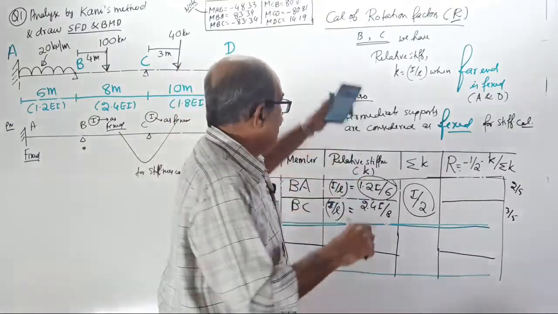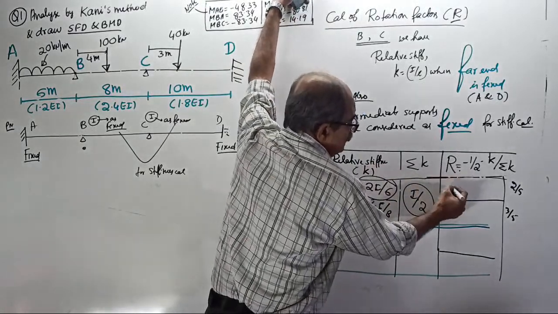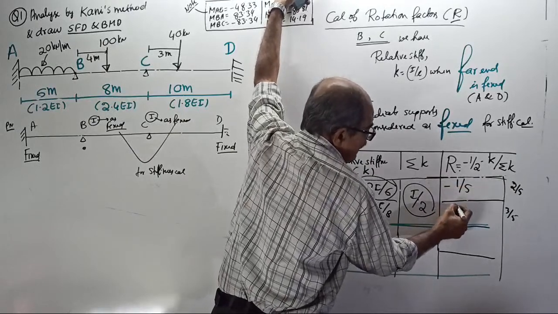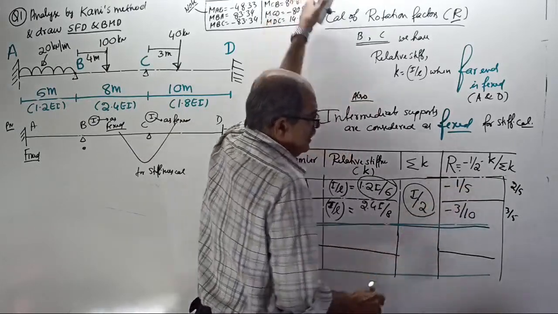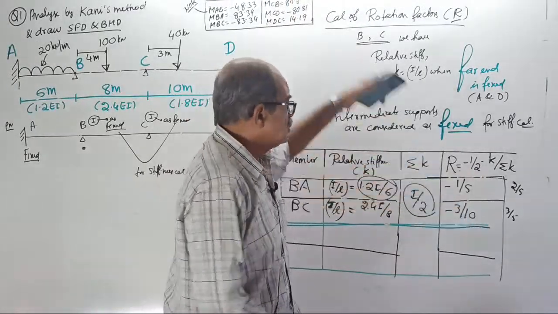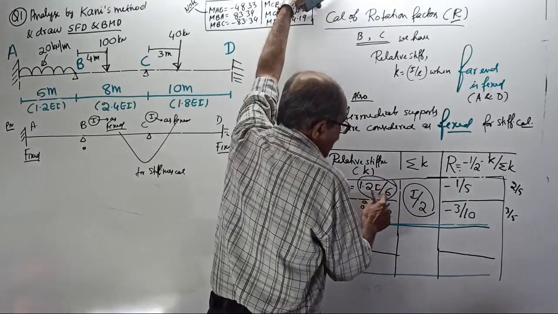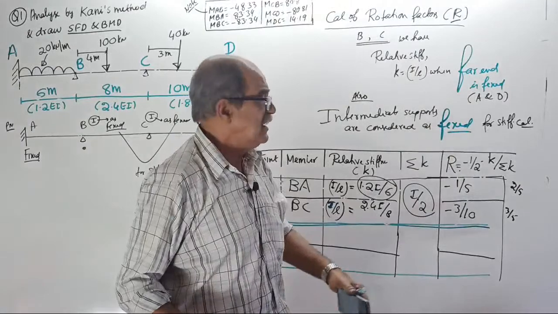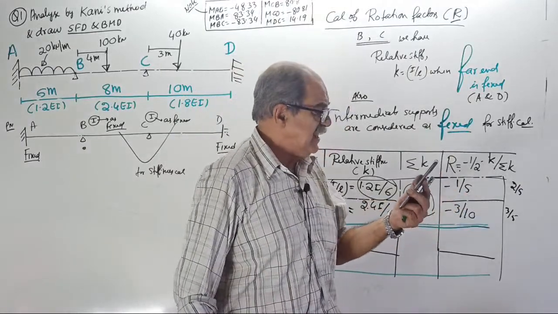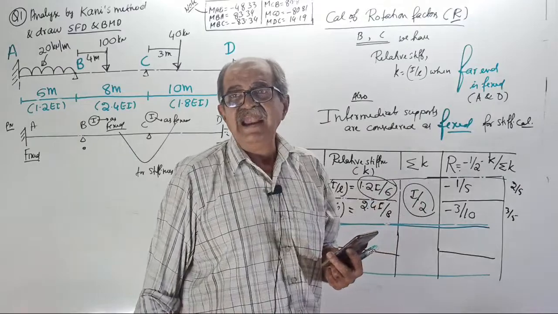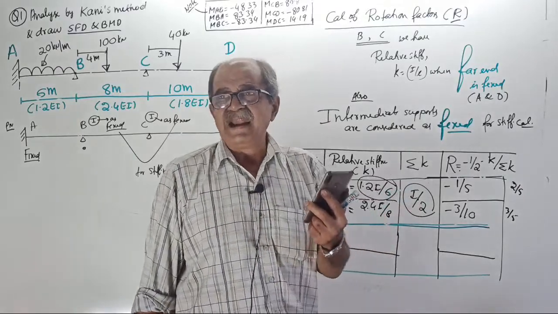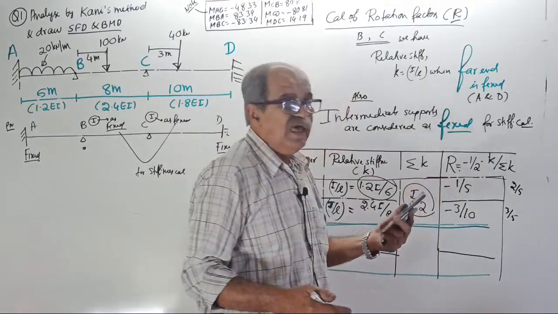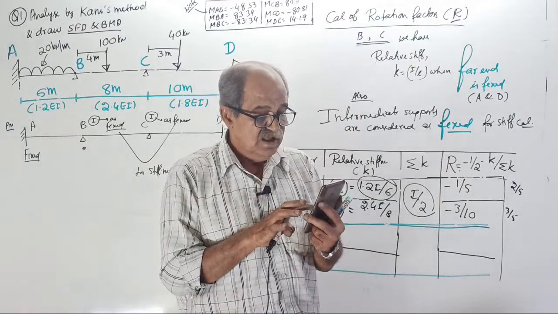Moment distribution method. Minus of is there. So this will become 1 by 5, this will become minus 3 by 10. Correct? That will become minus 1 by 5 because 1.2 by 6 divided by 1 by 2 into minus of. High school level calculation. Minus 1 by 5, minus 3 by 10. Correct answer? In Kani's method, it will change. One extra minus of. Correct answer? This I don't have to explain because it is high school level mathematics. Answer correct?